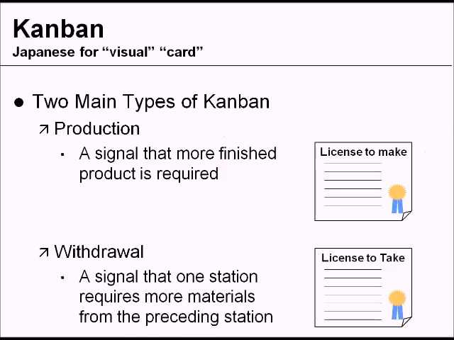I mentioned it's a signal. There's two types of signals. Basically, Kanban, again, before I get into that, means visual or card. It's something that the Japanese created. And what the signal or card could be is a license to make a product and or a license to take a product. So there's a production Kanban or a withdrawal Kanban. So two different types. And whenever there's a signal like that, that's how you know to either make something or take something.